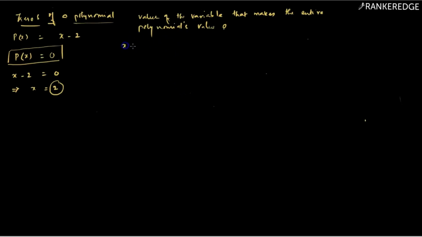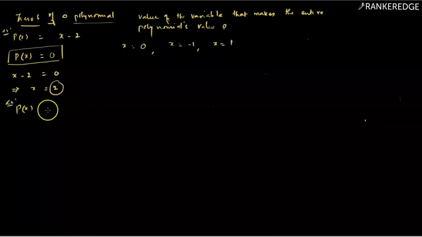What are the other values of the variable? I can put x equal to 0 and check the value of the polynomial. I can put x is equal to minus 1. I can check the value of the polynomial. I can put x equal to 1. I can check the value of the polynomial. In all the other cases, the value of the polynomial will be any other value other than 0. Only when x is substituted as 2 in that polynomial, you get a value of the polynomial as 0. So this is called the zero of the polynomial.